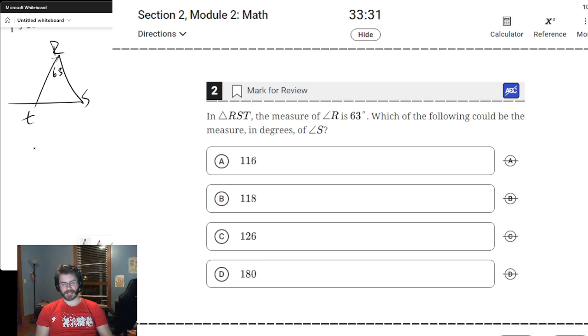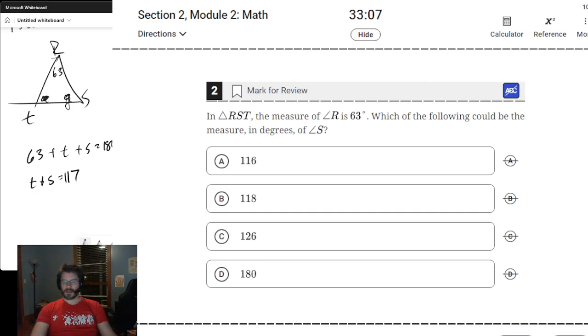We know that these add to 180. So let's call these X and Y. We're solving for angle S. So I guess you could just use T and S. Why not? So 63 plus T plus S equals 180. T plus S equals 180 minus 63 is 117, I believe. So it needs to be less than 117. So the only one that's an option there is A.